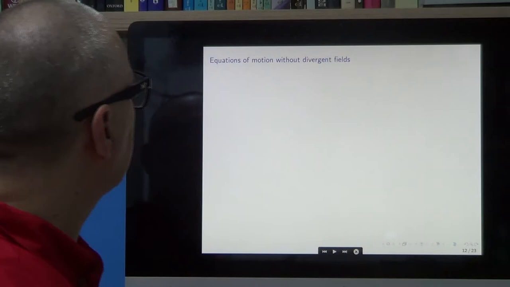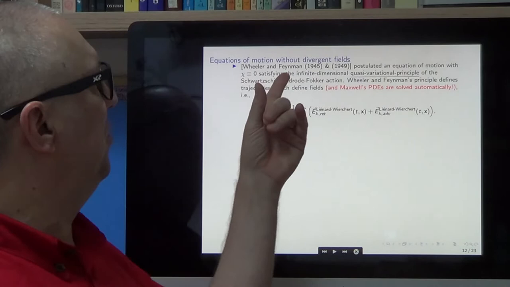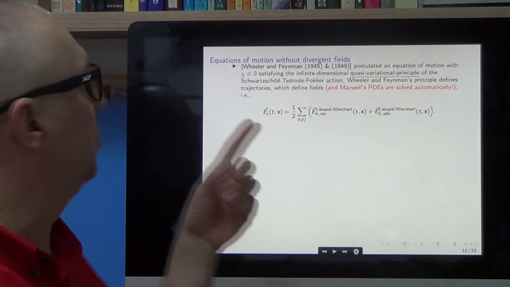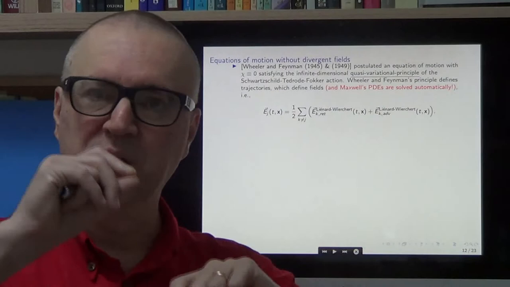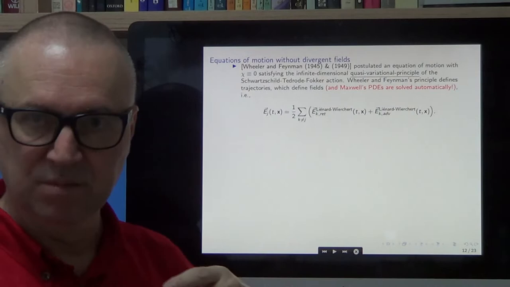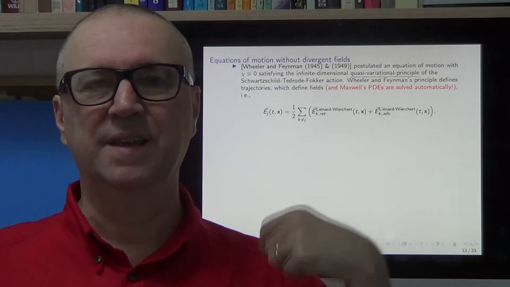Let me just tell you how you get equations of motion without divergent fields, which is variational electrodynamics. Wheeler and Feynman, in '49 and '45, postulated an equation of motion with chi equal to zero, the parameter that I told you of, the solution of the wave equation satisfying the infinite-dimensional quasi-variational principle of the Schwarzschild-Tetrode-Fokker action.